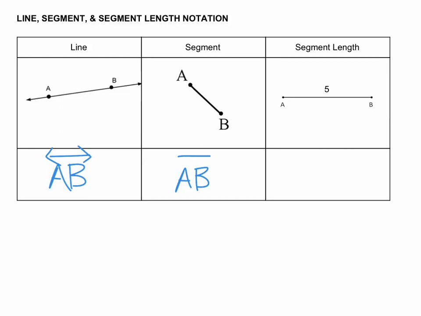In the third box, I've got segment AB with a length of 5. So if we want to talk about how long a segment is, we're going to name the segment with the capital A and B, but to talk about its length, we don't use a line over the top. And so I'm going to write AB equals 5 to show that its length is 5.